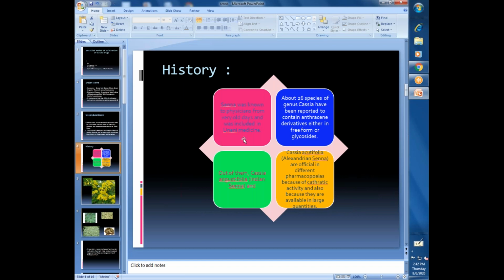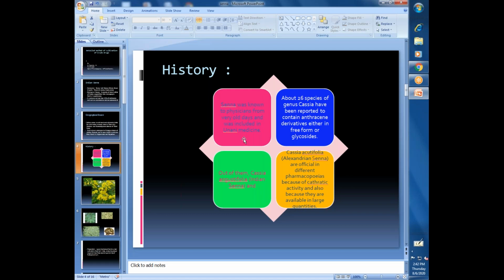Coming to the history of Senna, it was known to physicians from long before and was included in the Unani system of medicine. We have indigenous, traditional systems of medicine: Ayurveda, Unani, Siddha. In the Unani system, about 26 species were included. Acacia angustifolia is the botanical name of the plant; Acacia is the genus and angustifolia is the species. Like that, 26 species of the genus Acacia have been reported to contain anthracene derivatives either in the free form or as glycosides.